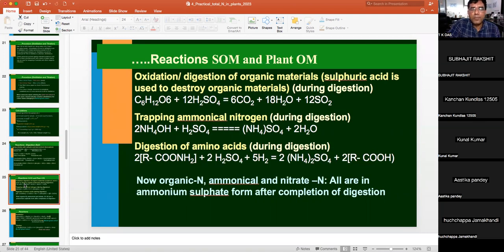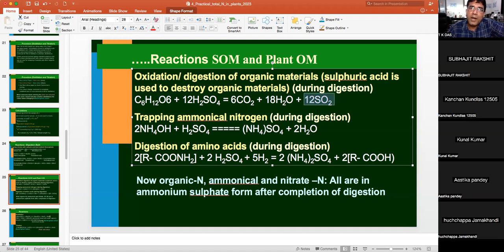Now see the reactions, oxidation and digestion of organic material. What kind of reactions were there? Plants contain some starch, cellulose, and hemicellulose that also have to be decomposed. So whether it is a plant sample or soil sample, you have organic matter, with organic compounds like glucose, cellulose, starch, whatsoever. It is just a representation of the organic material. Sulfuric acid reacts, and carbon dioxide is released, water is released, and sulfur dioxide is released.